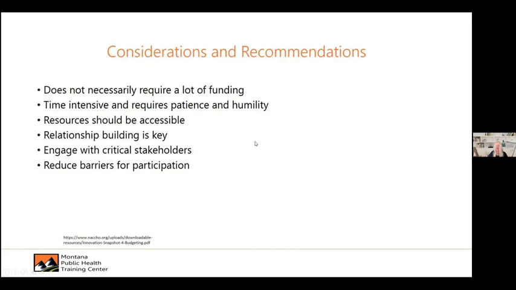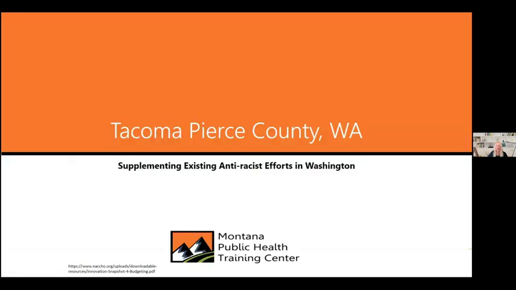So I have an example here of where this actually went into account, and it's from Tacoma, Pierce County, Washington. They were actually able to supplement their existing anti-racist efforts in Washington to engage traditionally disenfranchised citizens and to create some sort of authentic civic engagement. The Tacoma Pierce County Health Department uses participatory budgeting to empower their community members. So in 2018, the county launched this PB as part of its anti-racist efforts to begin to dismantle systems of oppression and bring the marginalized people to the center of the conversation.